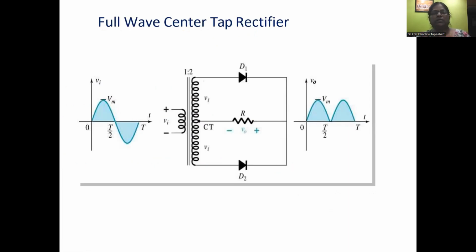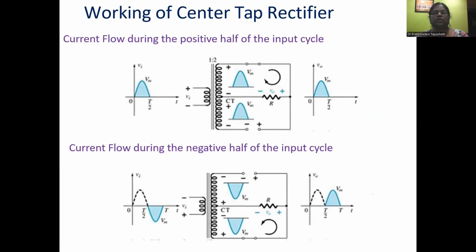The full wave rectifier contains a center tap transformer, and two diodes are required here. Let us see what the output response of a full wave rectifier will be. Here both cycles of the input are converted into the output because one diode conducts in each cycle. During the positive half cycle, the upper diode conducts, the lower diode doesn't conduct, so the output is equivalent to the input. During the negative half cycle, the lower diode conducts, the upper diode doesn't conduct.